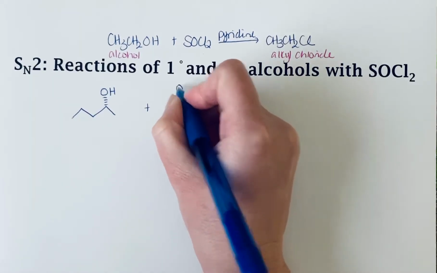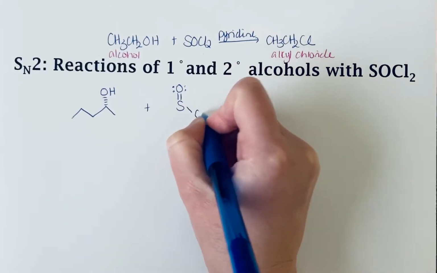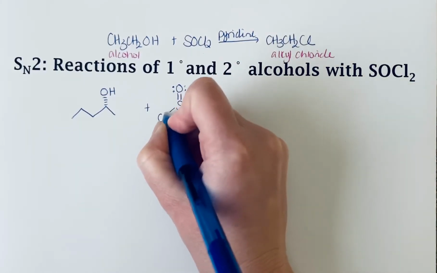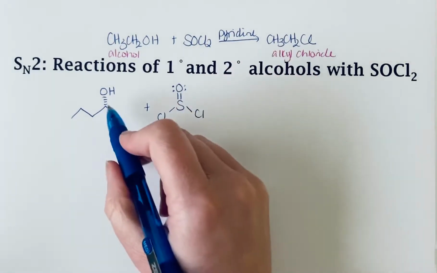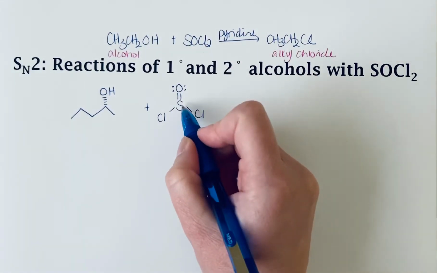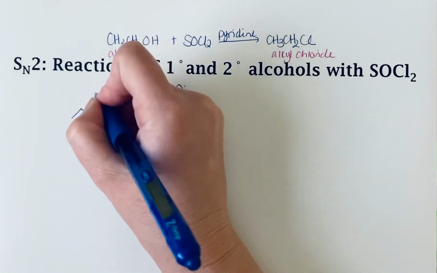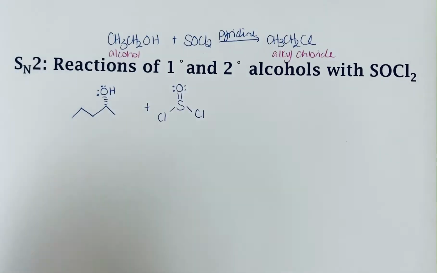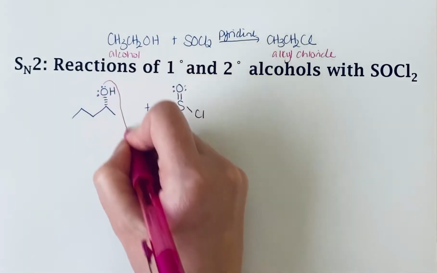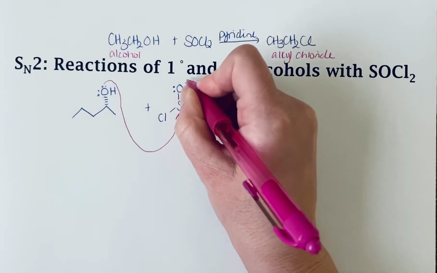And if this reaction takes place with thionyl chloride, I'm going to draw the structure of that. So we've got a double bond to oxygen from that sulfur, and then we've got bonds to chloride ions as well. Okay. And so what we have then is an electrophilic sulfur, and we have a nucleophile, which is the oxygen of the alcohol.